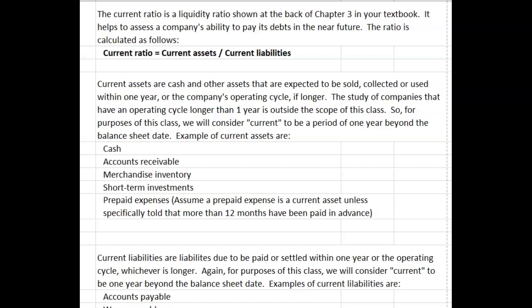Now, there have been examples in the textbook that say something like the company paid for 3 years of insurance in advance. And that's kind of unusual. Companies don't normally pay years' worth of expenses in advance. They might pay a few months' worth of expenses in advance. So, you may assume that a prepaid expense is a current asset unless you are specifically told that more than 12 months have been paid in advance.